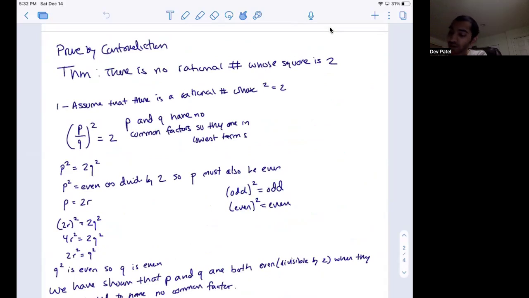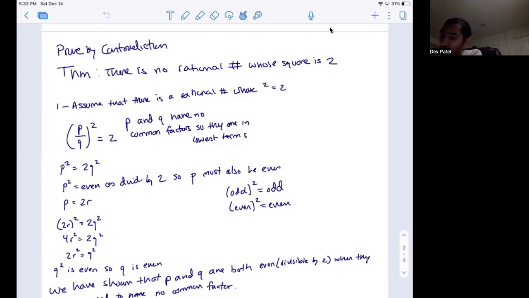So contradiction is all about taking a statement and looking at its contradiction and showing that that contradiction can never hold true, can never be true. And when we prove that, hey, that contradiction can never hold true, it will always be false, that's a way to prove that the original statement is true. So as an example, if our theorem is there is no rational number whose square is 2, or the square root of 2 is an irrational number.